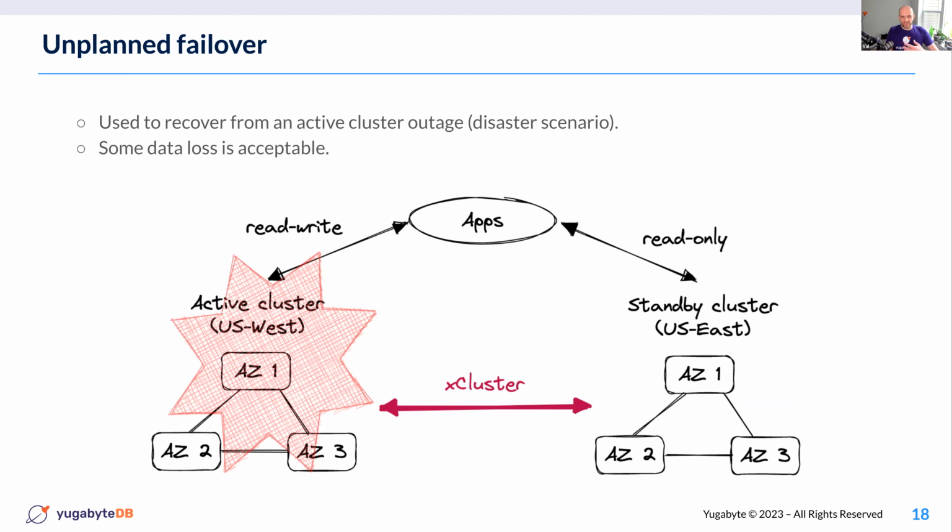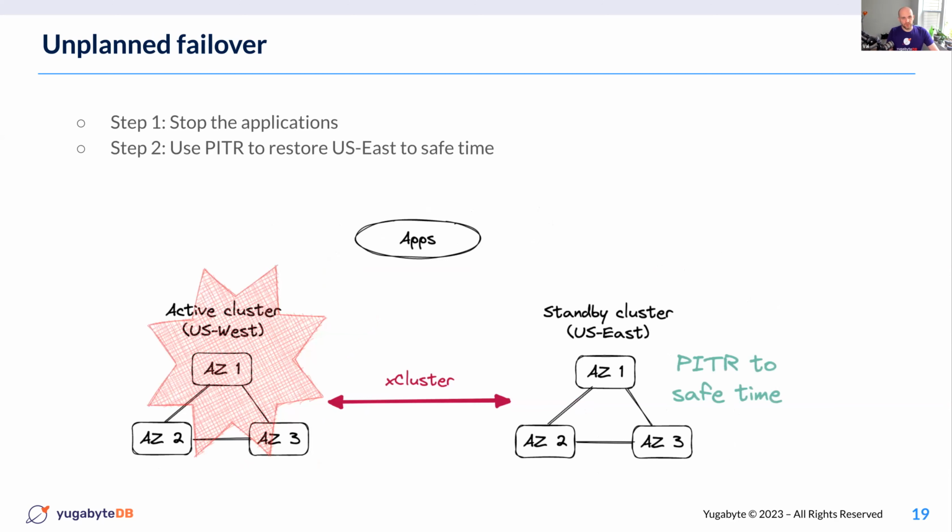So the way you do this, again, very quickly through the workflow: you stop the applications first again. Currently, this is a requirement. We'll see if we can relax it in the future. And then you use point-in-time recovery to restore your standby cluster to the safe time, right? So remember, one of the prerequisites was that you have point-in-time recovery enabled, and that's why we actually need that.